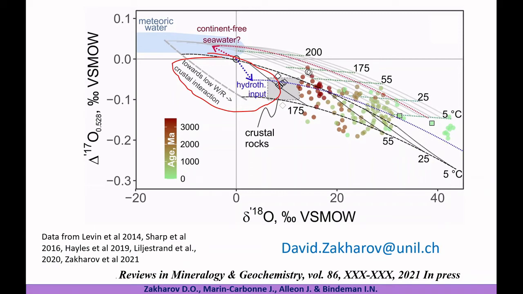Instead, we suggest that many cherts represent a mixed input of marine and diagenetic fluids that are shifted from the seawater value due to the reaction with rocks. We further suggest that the Archean cherts shown here in red reflect a mixed contribution from marine and hydrothermal silica.